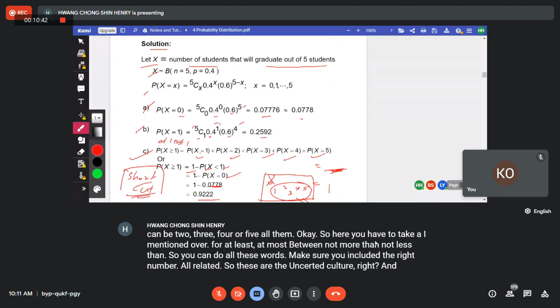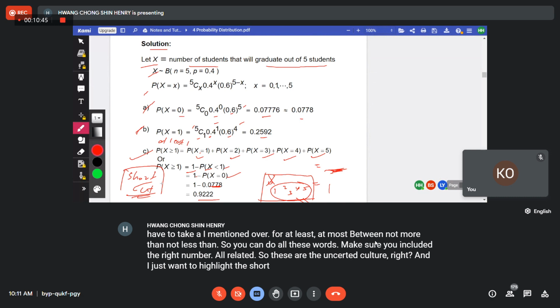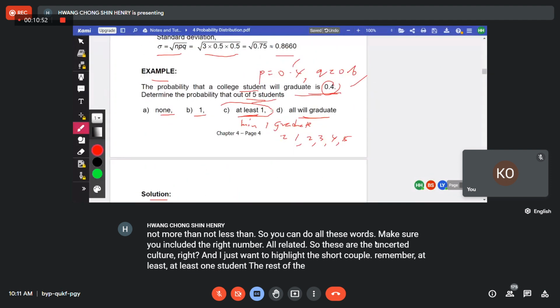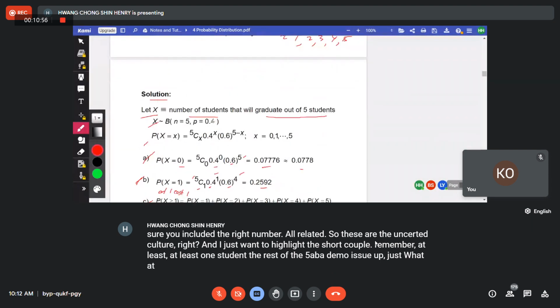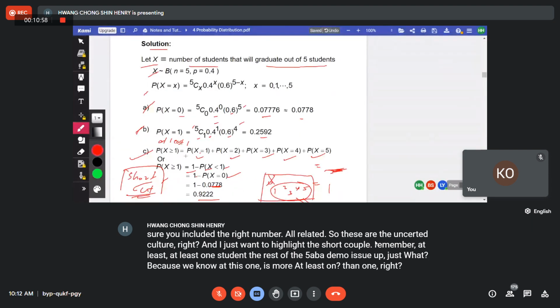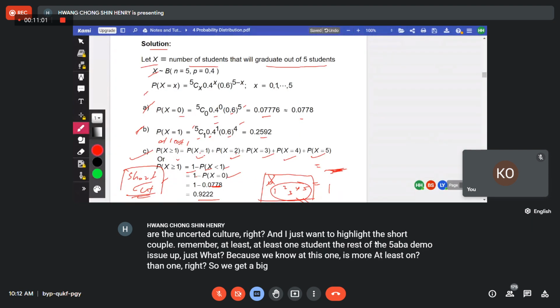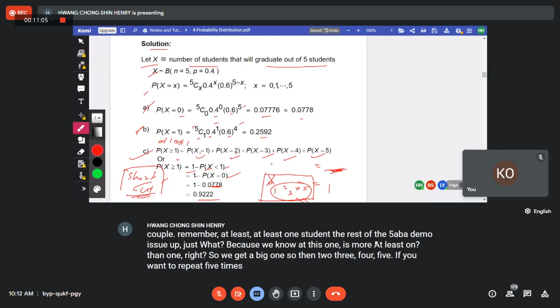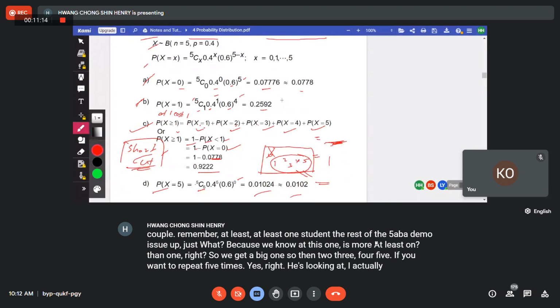And I just want to highlight the shortcut one. Remember, at least 1 student. The rest of parts A, B, and D no issue. That's the word at least, because we know at least 1 is 1 or more, right? So we can take 1 student, 2, 3, 4, or 5. If you want to repeat 5 times, you put in the formula. It's quite tedious, right? You still can get the answer. Sit down, do slowly, do carefully, you can get the answer. But I actually want to highlight the shortcut.